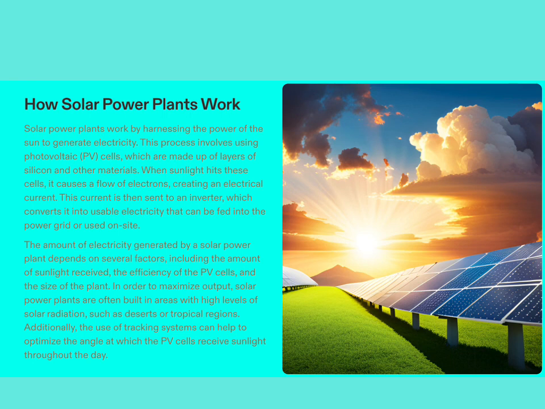The amount of electricity generated by a solar power plant depends on several factors, including the amount of sunlight received, the efficiency of PV cells, and the size of the plant. In order to maximize output, solar power plants are often built in areas with high levels of solar radiation, such as deserts or tropical regions. Additionally, the use of tracking systems can help to optimize the angle at which the PV cells receive sunlight throughout the day.